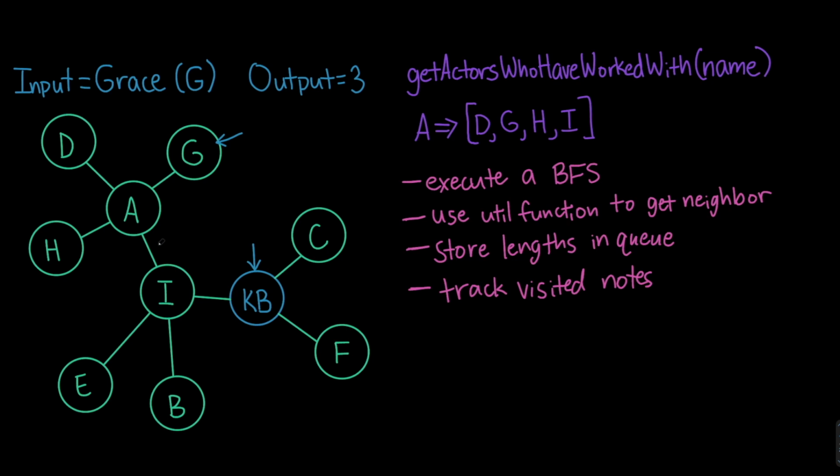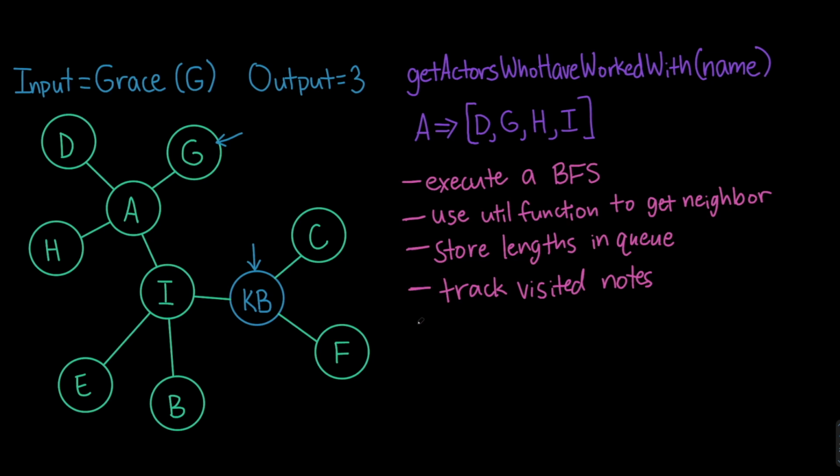So we don't have to consider those. So if we track visited nodes, that should allow us to execute a normal BFS with these 3 modifications to find the length of the shortest path between the input node and Kevin Bacon.